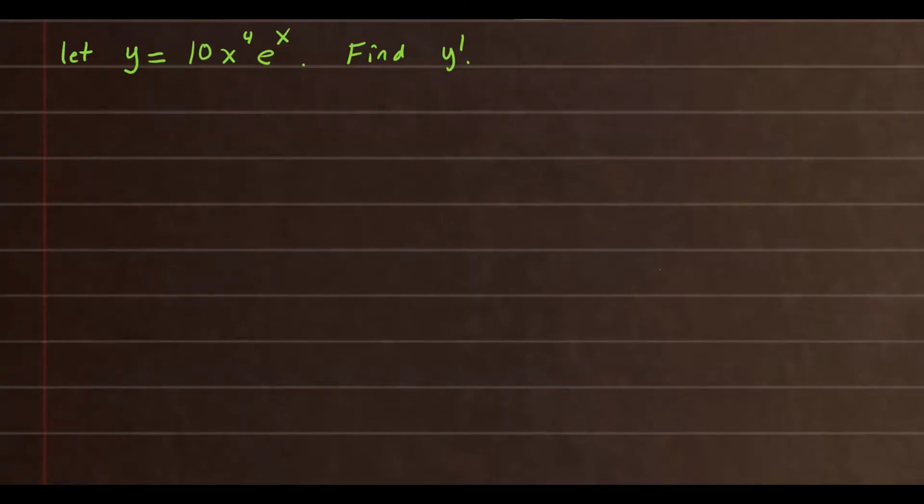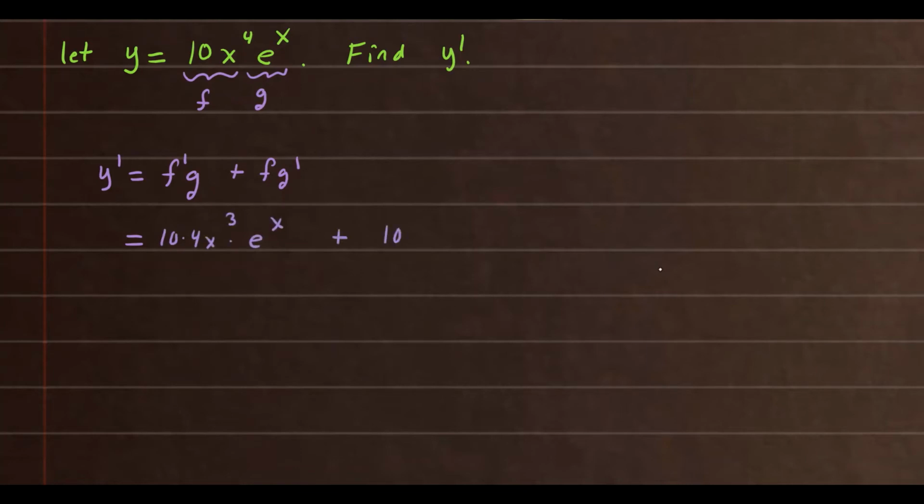So here's another example I would like to work out. We're going to use the product rule to find the derivative. So think of this as your first function, let's call it f, and this is another function, g. So y prime will simply be the derivative of the first, keep the second, plus we keep the first, differentiate the second. So this would simply be, well, derivative of 10x to the fourth will be 10 times 4x to the third. We keep the second, plus now we keep the first and differentiate the second.